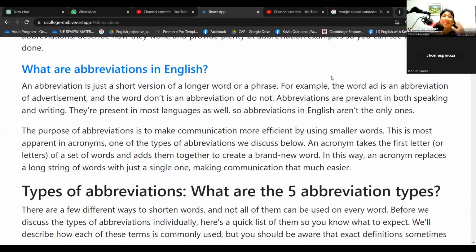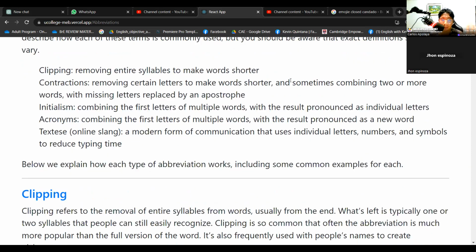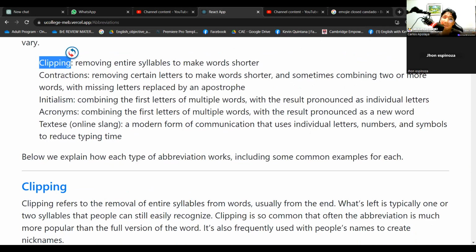Well, John, you know, abbreviation is part of our vocabulary. When we express our ideas, we use abbreviations. But there are 5 types of abbreviations. We have clipping, contractions, initialisms, acronyms, and texties or online slang.